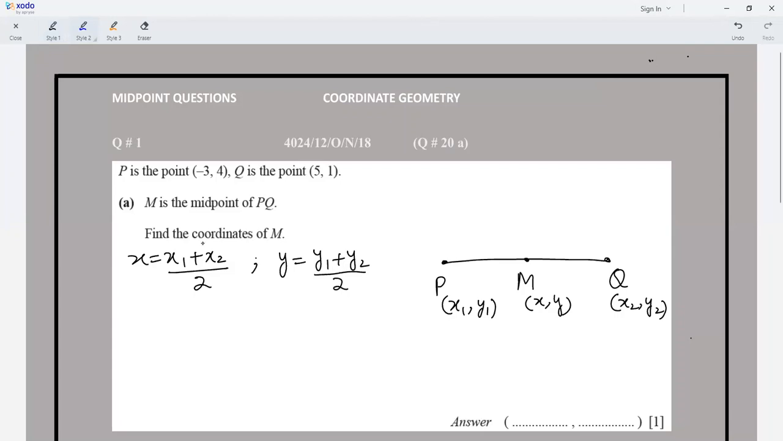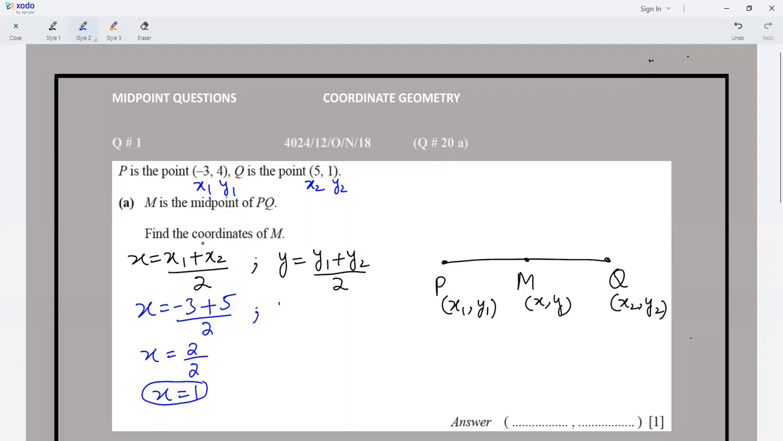To find the values of x and y, we simply put in the values of x1, y1, x2 and y2. What is x1? X1 is the x coordinate, which is -3. So this is x1, this is y1, this is x2 and this is y2. We write -3 plus x2, which is 5, all divided by 2. So -3 plus 5 gives us +2, and 2 by 2 gives the answer 1. So 1 is the x coordinate of the midpoint.